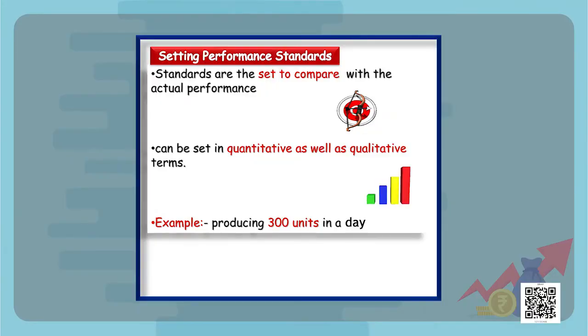So we have setting performance standards. While we are planning for the organization, we tend to set some standards which will serve as a controlling technique in the chapter of controlling. So suppose every laborer is expected to produce at least 300 units per day. So this is setting standards.